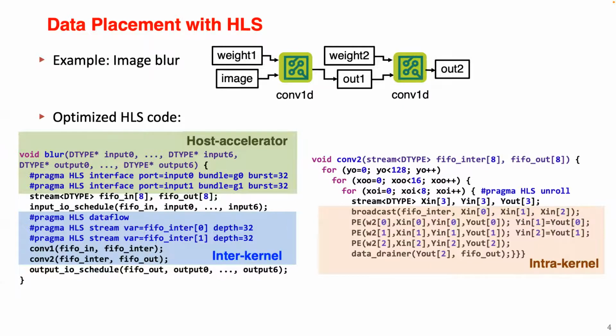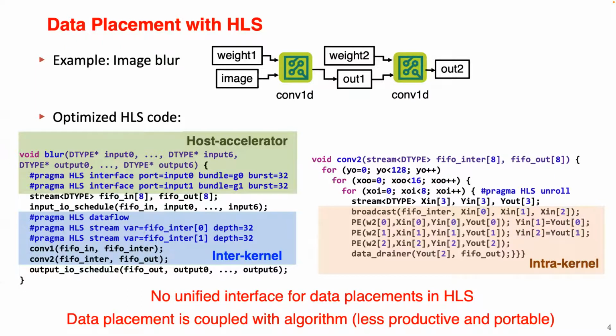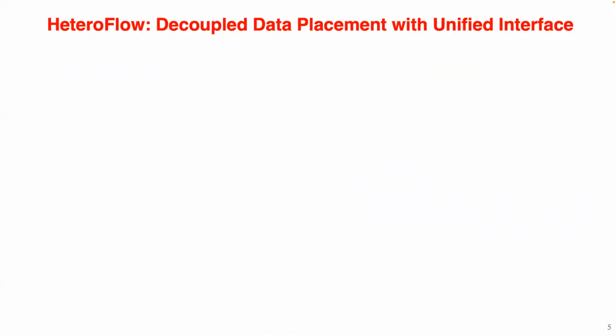is correct. From the code, you can see that in HLS, there's not a unified programming interface for data placements. And data placement is tightly coupled with the algorithm, making the HLS code less portable and less productive. To address this limitation, we propose HeteroFlow. It's a new programming model with decoupled primitive for data placement.